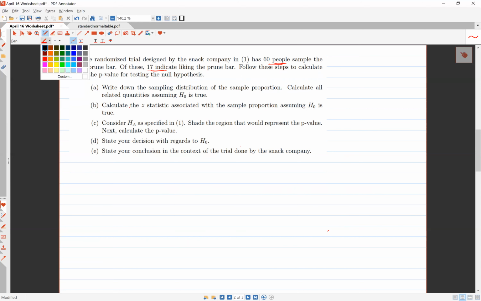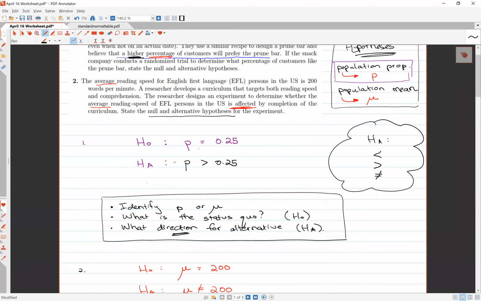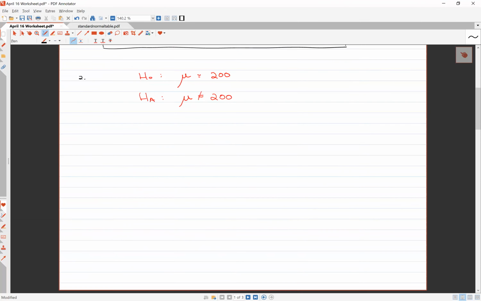So first part, A says, write down the sampling distribution of the sample proportion. Calculate all related quantities, assuming the null hypothesis is true. So if I scroll back up, what did our null hypothesis say? The null hypothesis just said P is equal to 0.25. So if you see a statement that says, assuming the null hypothesis is true, that just means this is the reference value you're working with. You're assuming that the true value for P is equal to 0.25.